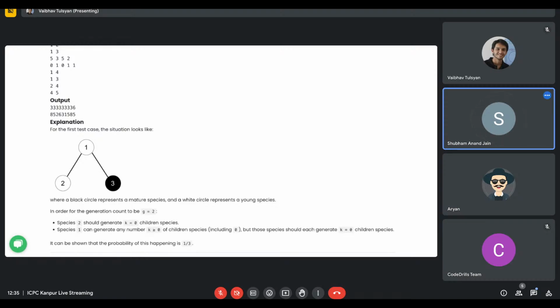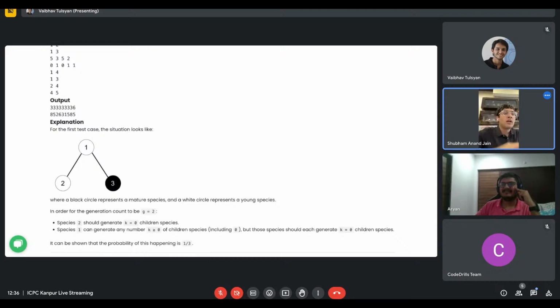All right, so let's see what's going on. There is some tree. Each of these species is evolving, and G is the maximum length from one to some species, and evolution ends as soon as all species become mature. So first we need the number of young species, and then I guess the species that are already mature.